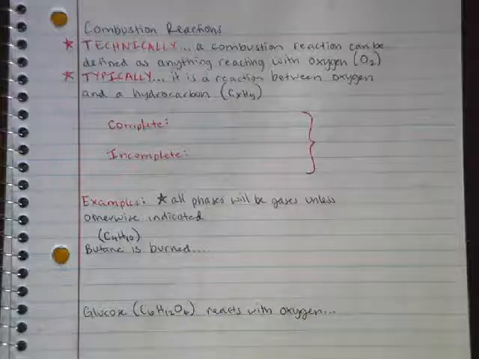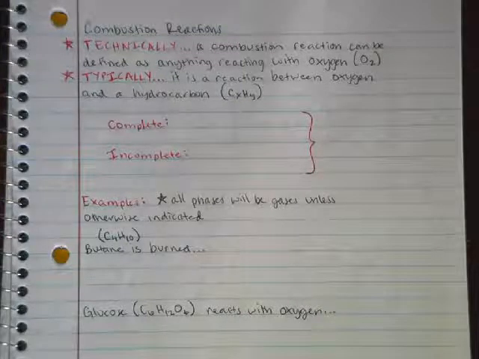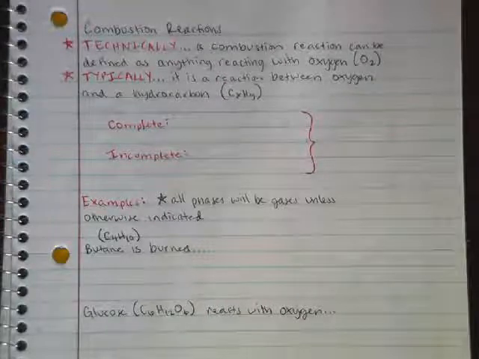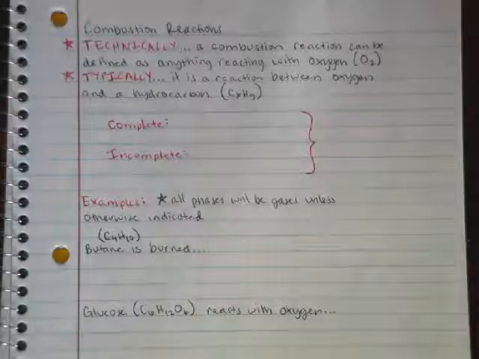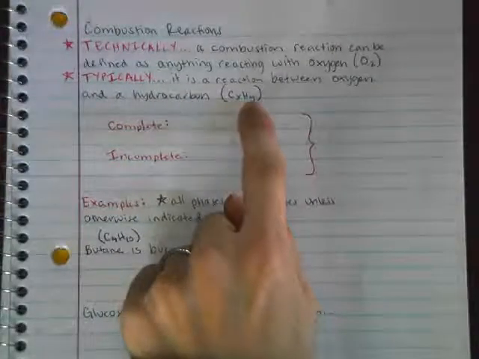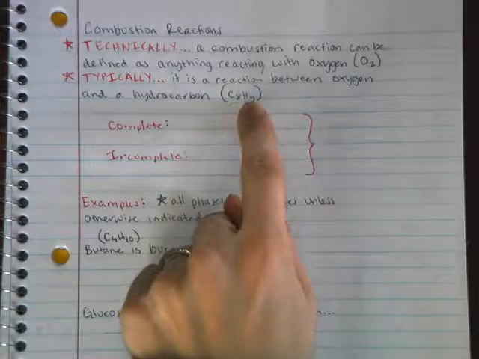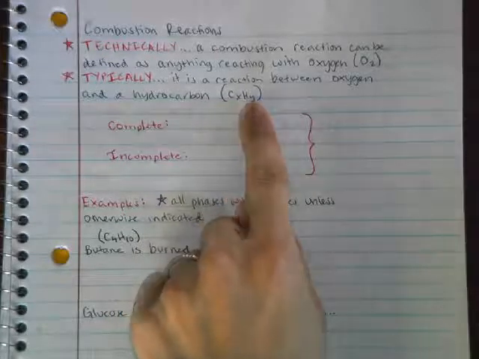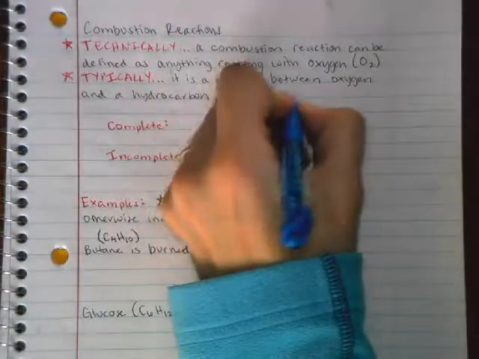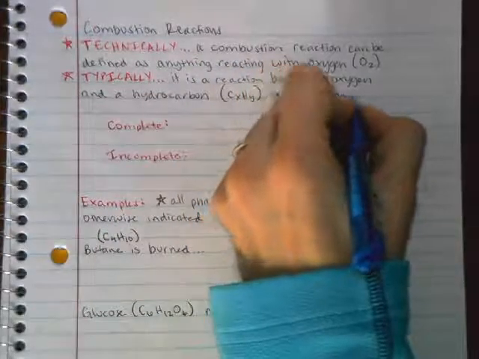The first reaction type that we're going to discuss is combustion reactions, which are technically defined as anything that's reacting with oxygen. That really could be anything if the second reactant is O2. However, more typically, we're going to define it as a reaction between oxygen and a hydrocarbon. The word hydrocarbon is just a fancy way of saying a molecular compound that's going to contain carbon and hydrogen, maybe some other stuff. If anything else, it might also contain some oxygen in this compound, and then also sometimes nitrogen.